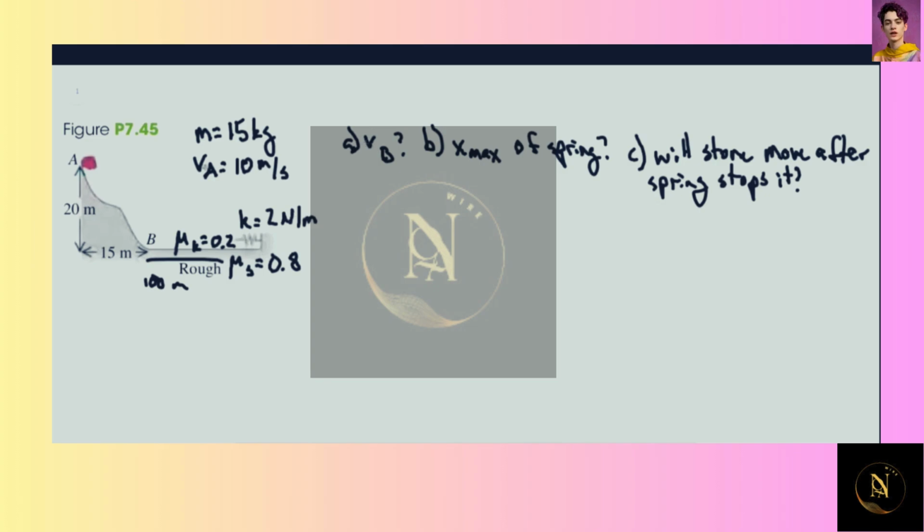So first we want to find what is the speed when the stone enters the rough area where friction begins to happen. What is the maximum compression of the spring? And then given the spring force that's exerted and the static coefficient of friction, will the stone move again after the spring stops it, after reaching the maximum compression of the spring?